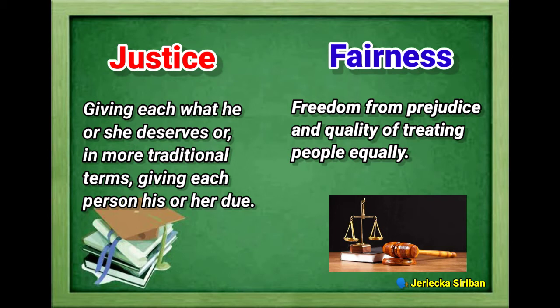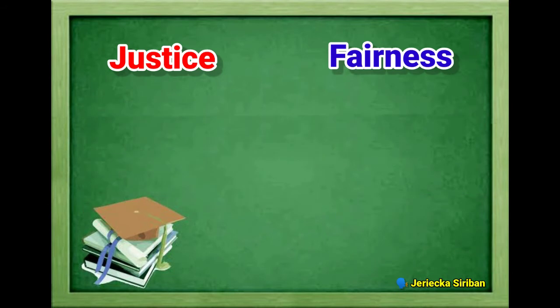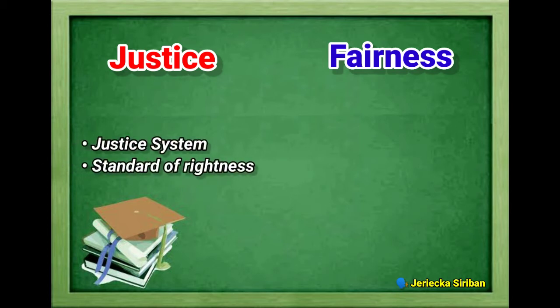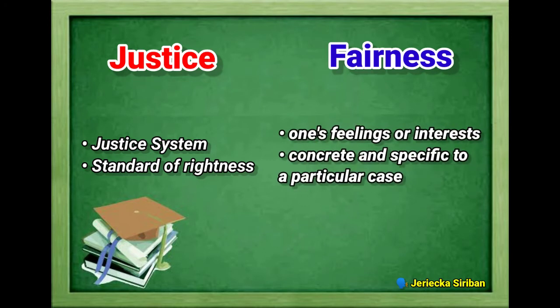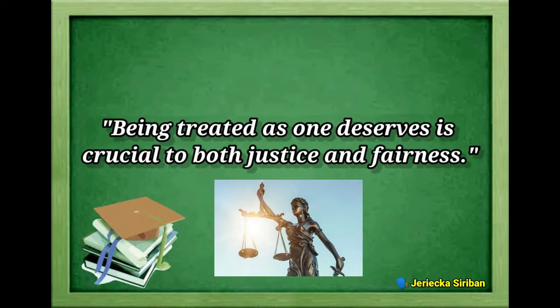Justice and fairness have a very close relationship and are often used interchangeably. However, they also have distinct understandings. Justice focuses mostly on the standards and rules of our current justice system, or with reference to a standard of rightness. On the other hand, fairness is used with regard to an ability to judge without reference to one's feelings or interests. It is also used to refer to the ability to make judgments that are not overly general but are concrete and specific to a particular case. In any case, a notion of being treated as one deserves is crucial to both justice and fairness.